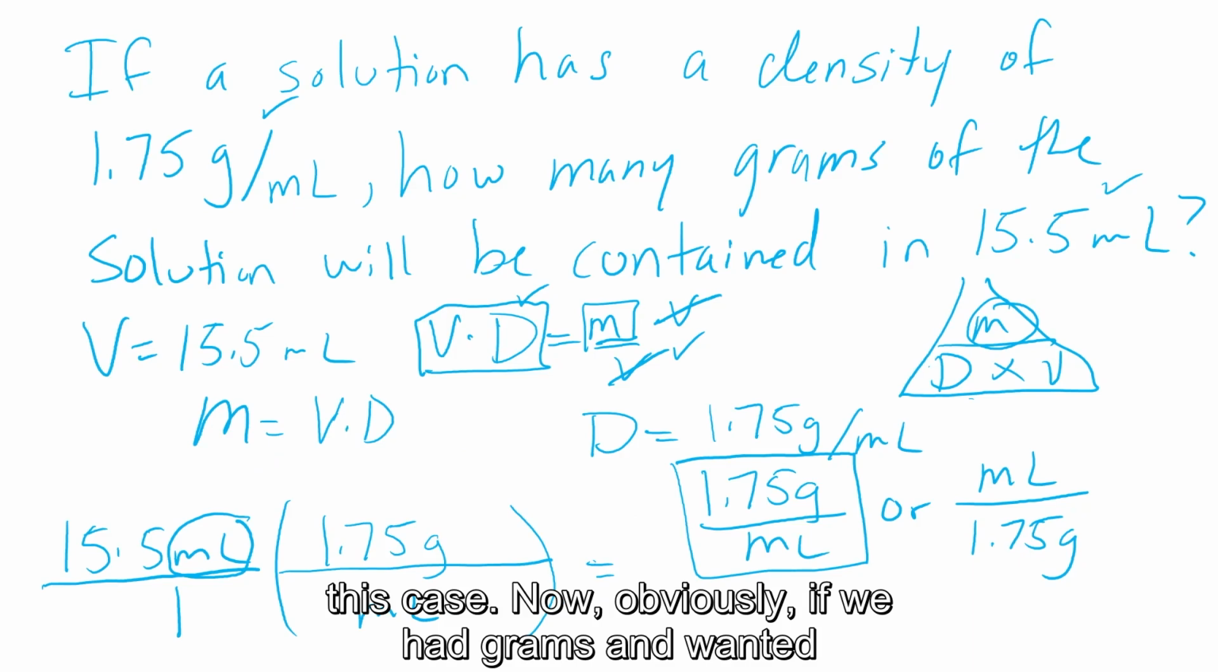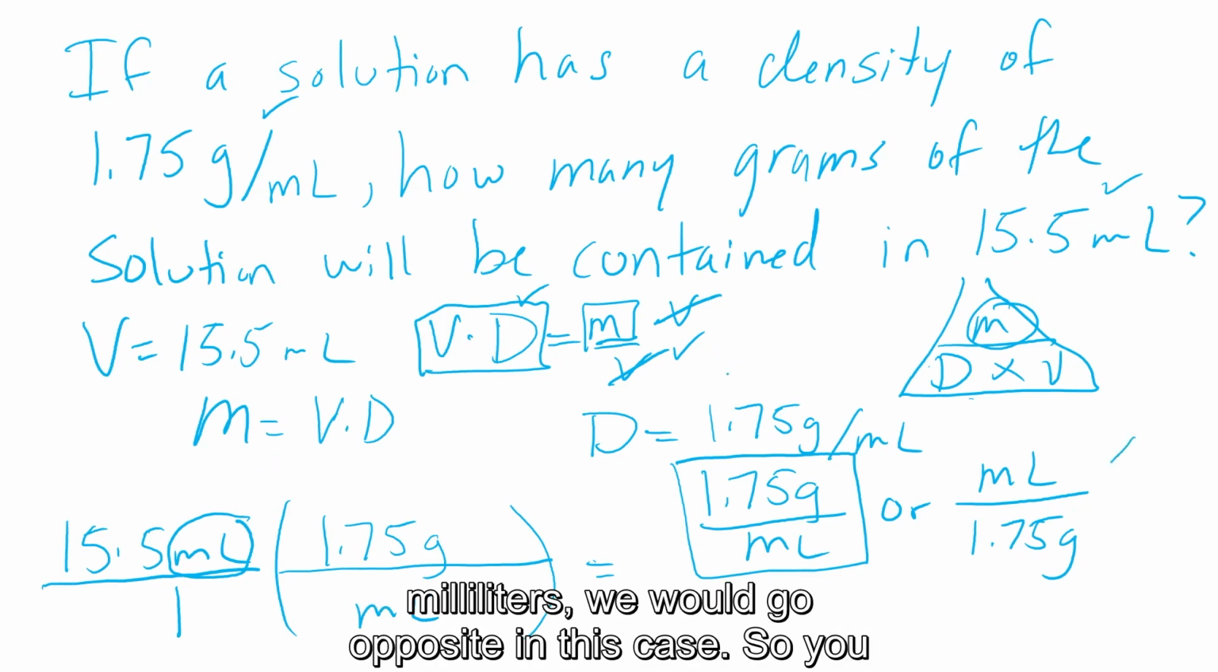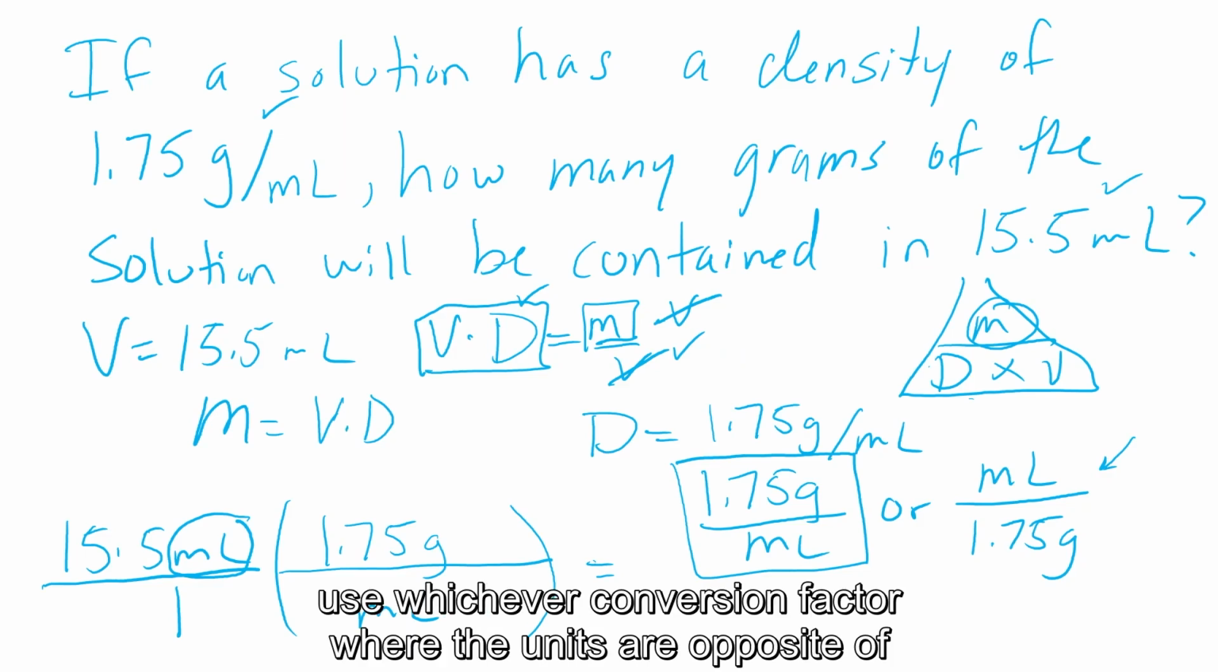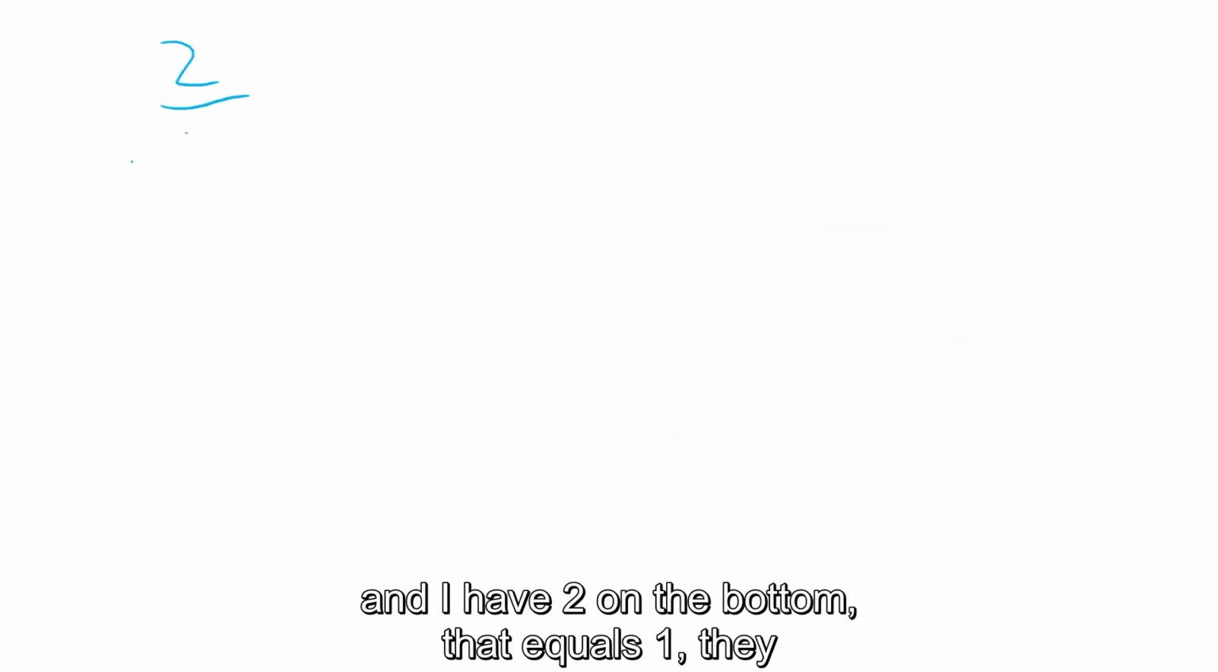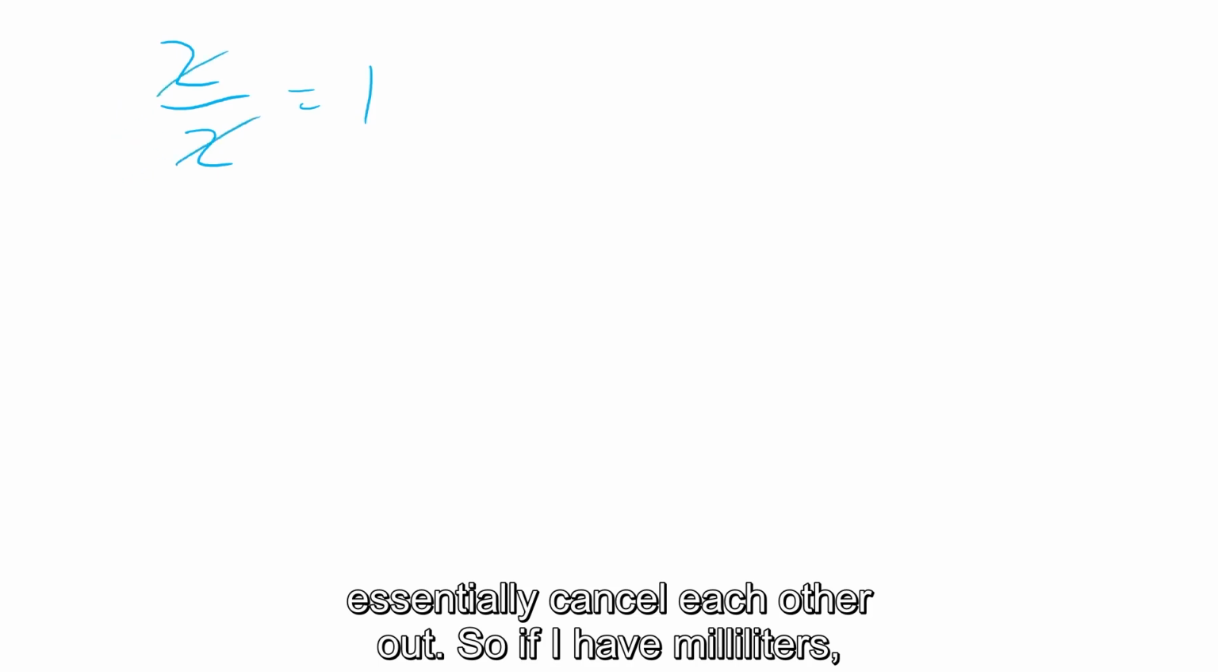Now, obviously, if we had grams and wanted milliliters, we would go opposite in this case. So you use whichever conversion factor where the units are opposite of each other so that they cancel out. How does that work? Well, a very simple explanation is if I have 2 on top and I have 2 on the bottom, that equals 1. They essentially cancel each other out.